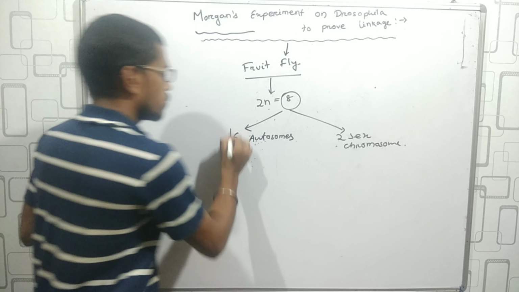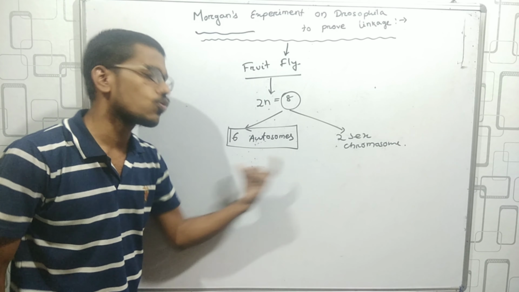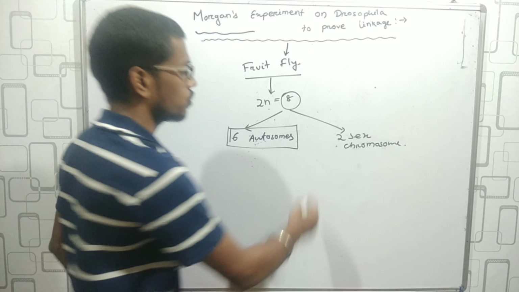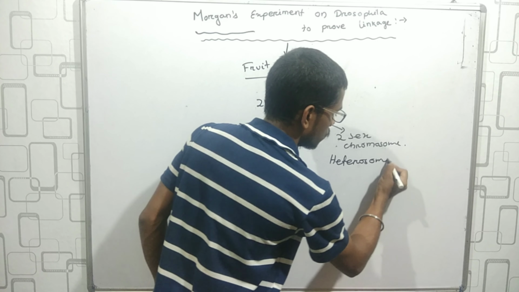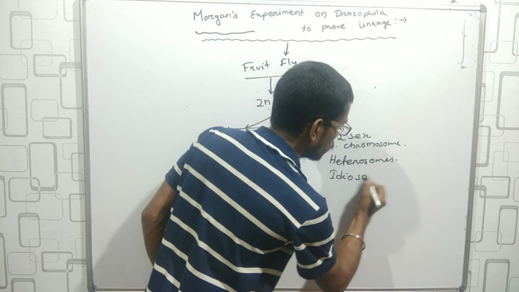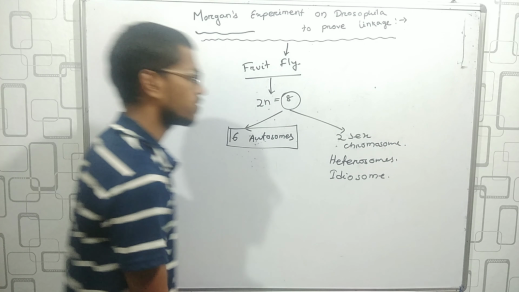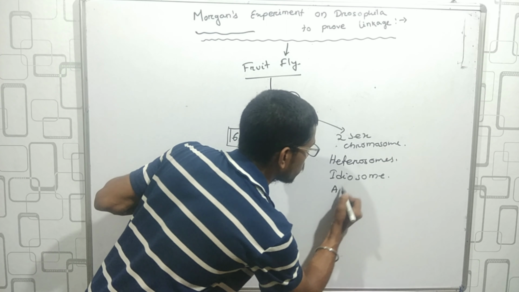These 6 autosomes are also called somatic chromosomes, whereas the sex chromosomes may also be called heterosomes, or idiosome. Or simply they are called sex chromosomes, or sometimes allosomes.